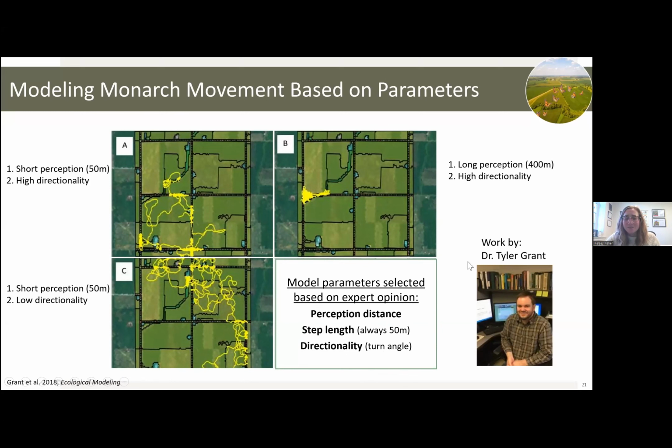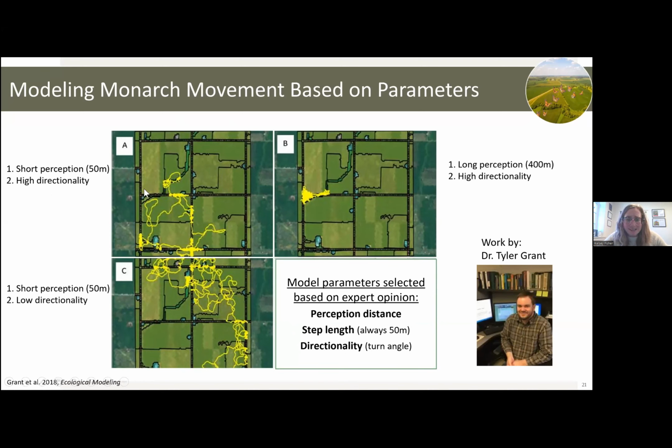So in Tyler's model, he was messing with the different values that we could use for perceptual distance and for directionality. And we were keeping step length constant at 50 meters, just to make things a little easier. And in these pictures here, A, B, and C, you can see that based on the different parameter values, this would be a short perceptual distance and high directionality, meaning that the butterflies, A is the one I'm talking about, can only see and smell for a short distance, and they move in very straight lines to get to it.